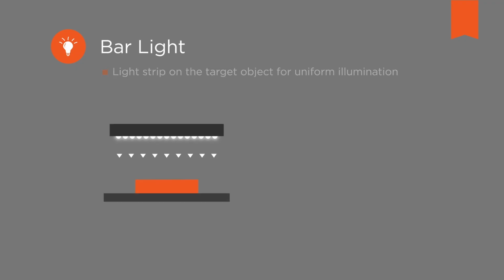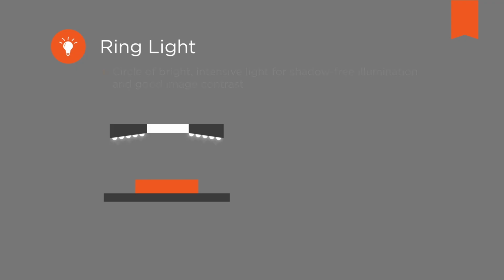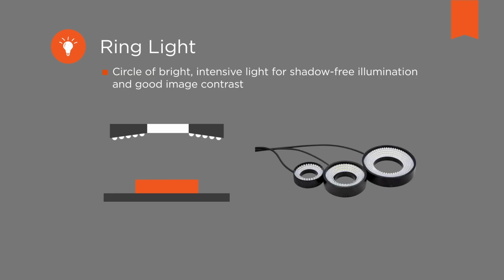Bar lighting creates a light strip on the target object for uniform illumination of the entire localized area. Different bar lights can be combined to cover the target object from all directions. Ring light is a circle of bright, intensive lighting for shadow-free illumination and good image contrast. Due to its versatility, the ring light is suitable for a wide range of applications.